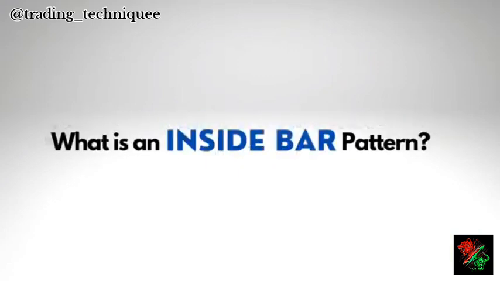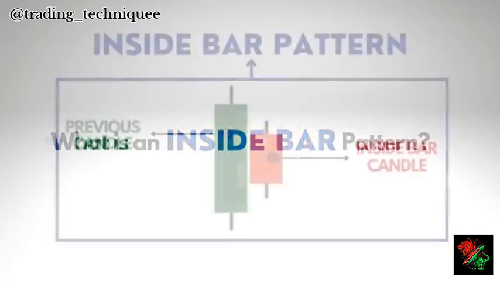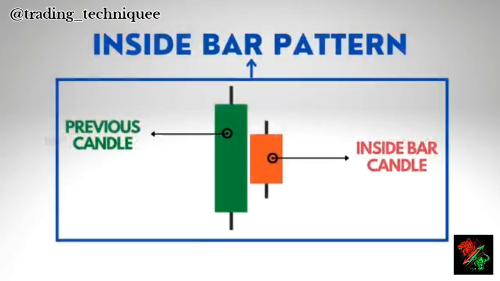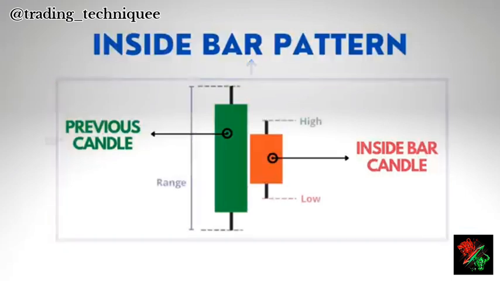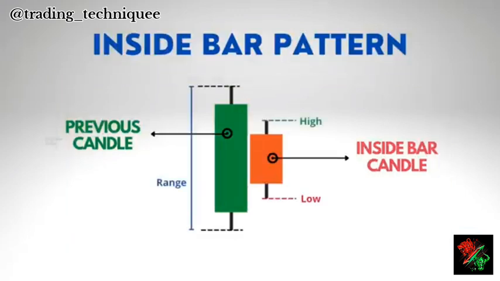What exactly is an inside bar pattern? The inside bar pattern is a candlestick pattern where the price forms completely within the previous candlestick. So for an inside bar to be considered valid, both the high and the low of the candlestick need to be completely inside the previous candle's range.